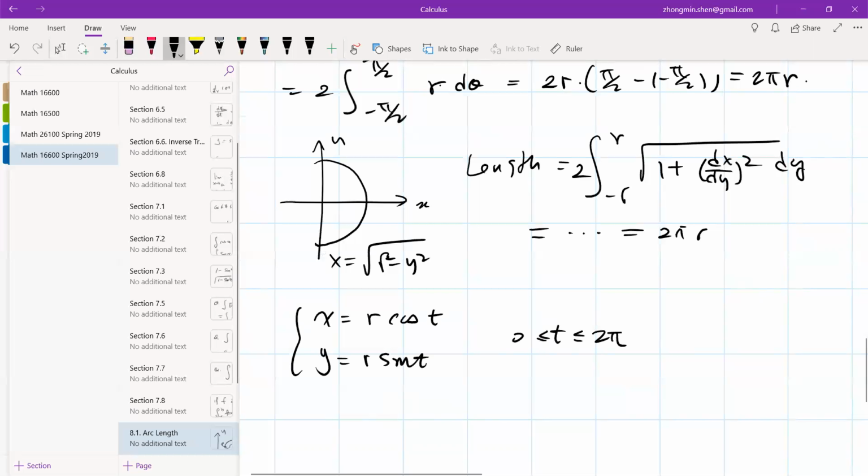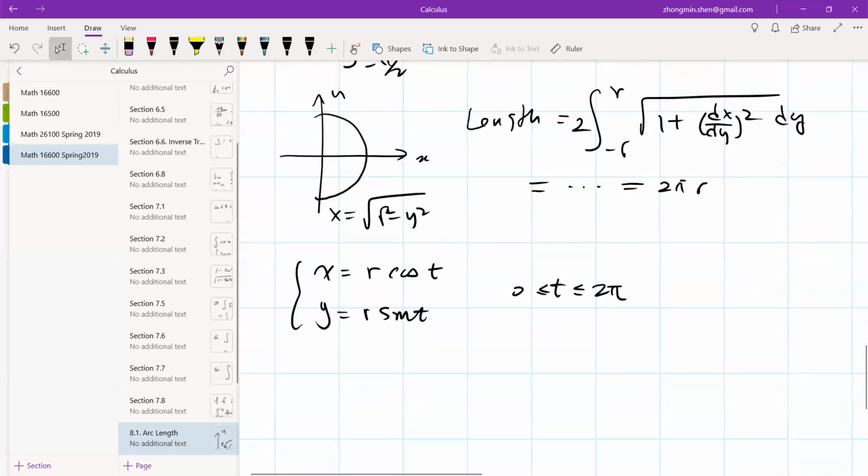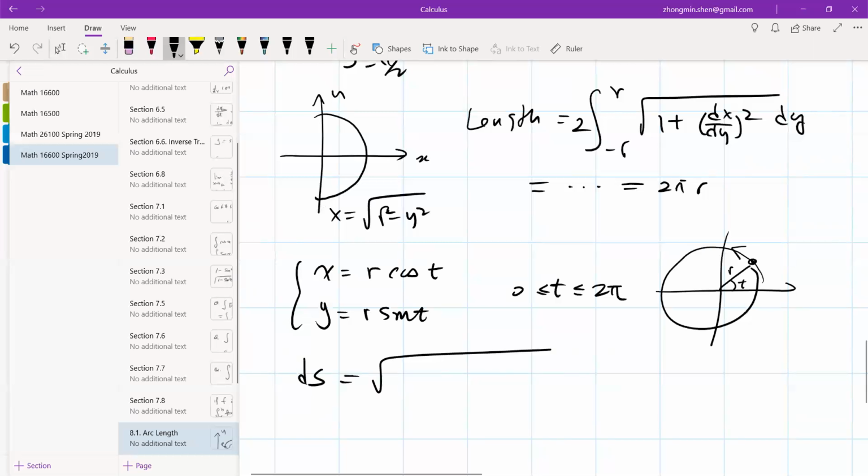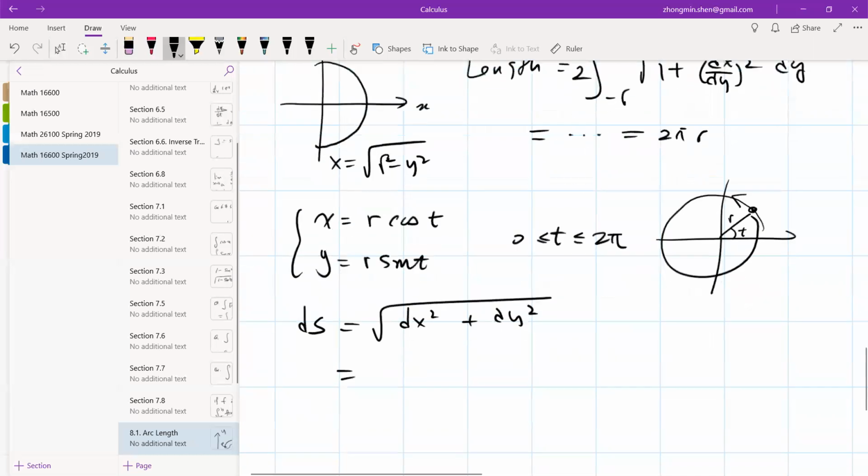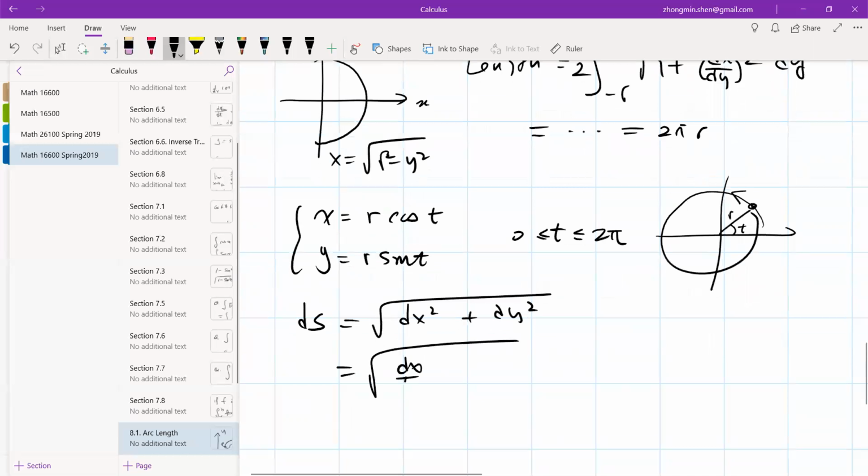So you can describe the complete circle, where t is the angle and r is the radius. You're going around counterclockwise, then you get the whole circle. Then ds is going to be the square root of dx squared plus dy squared. So instead of taking dx out, I put dt divided by dt.